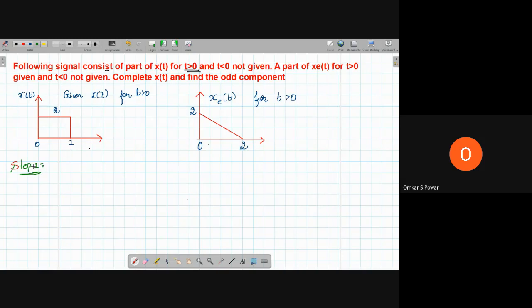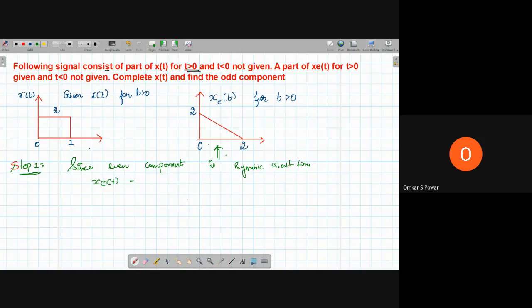Since the even component is symmetric about the time origin, we will get the even component of the whole signal.